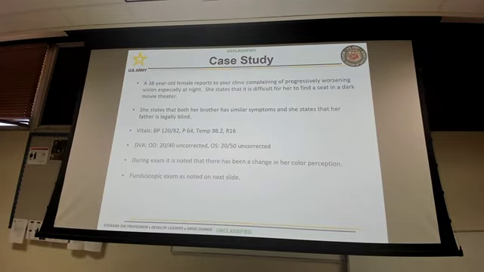All right, 30-year-old female reports at the clinic complaining of progressively worsening vision at night. States that it's difficult to find a seat in a dark movie theater. She mentions that both her brother has similar symptoms and that her father is legally blind.